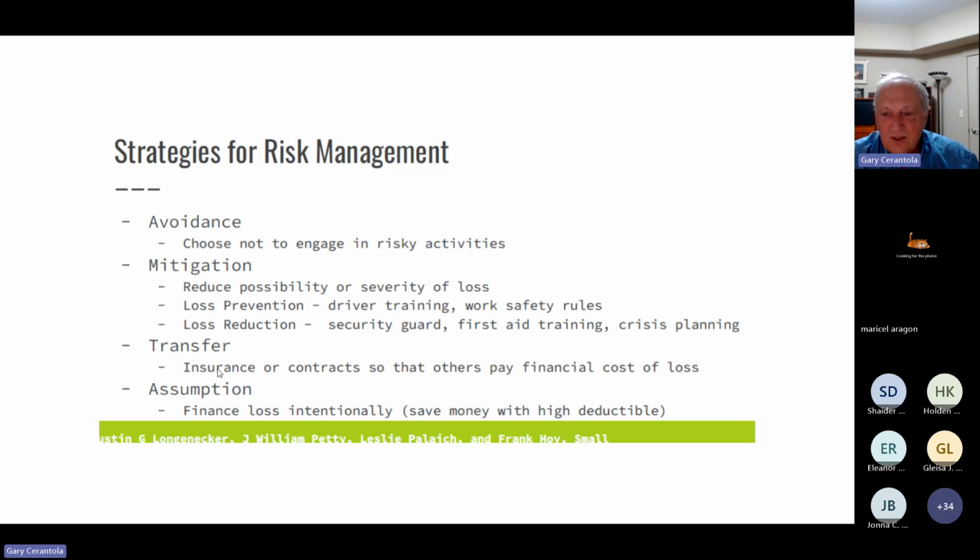And then the other one is transfer. There might be a real risky part of your business, and you'll outsource it. You'll go out and say, I want company A to do this for me. It's just too risky, and they can assume the risk. And then the other one is, okay, we know this is going to happen at some point in time. Let's just insure it, and we'll do that.